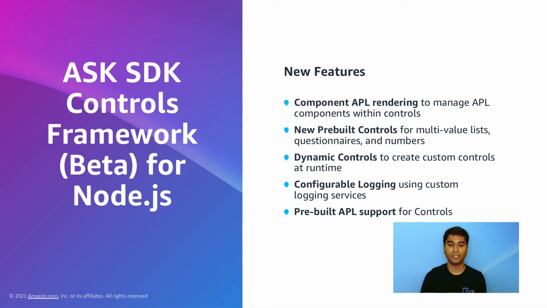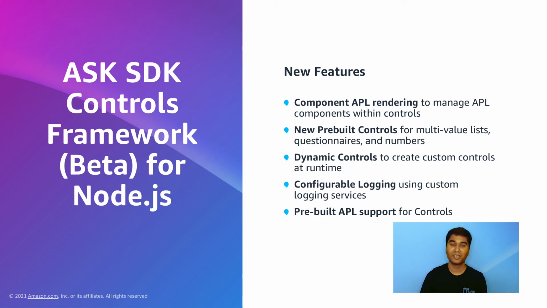Second, we've added new pre-built controls with built-in APL support for common use cases. For example, the multi-value list control that's used for selecting multiple values from a list of options using voice or APL touch events. Or the questionnaire control for selecting options to answer a series of questions with radio check buttons, either through voice or APL touch events. And the number control for selecting a number through APL touch events on a modal keypad on screens.